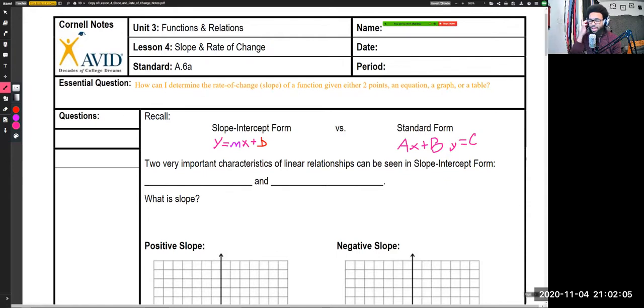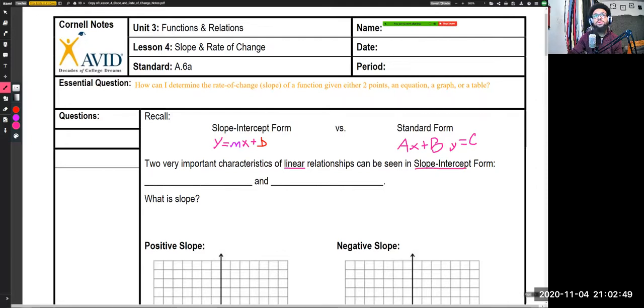We see many of our equations in this standard form, and we spent a good bit of time in the last unit taking things from standard form to our slope intercept form. That's going to be really important for the second half of unit 3, which is why we spent so much time on it in the first half. All right, so those are our 2 things that we need to bring back to our memory. Two very important characteristics of linear relationships, and that just means lines, a straight line, can be seen in the slope intercept form, which is what we have up here.